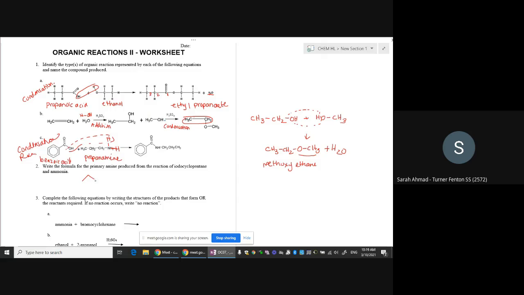Okay. Number 2, write the formula for the primary amine produced from the reaction of iodocyclopentane. So first, let's draw cyclopentane. It's my house. Put the iodine there. And we're going to react it with ammonia. Okay. This is often in the presence of sodium hydroxide that helps this reaction as well. And so we get a substitution reaction where the NH2 goes here, and then you end up making sodium iodide and water.